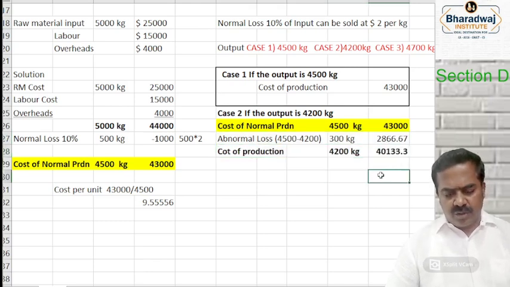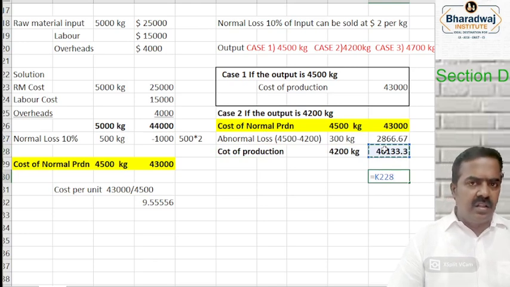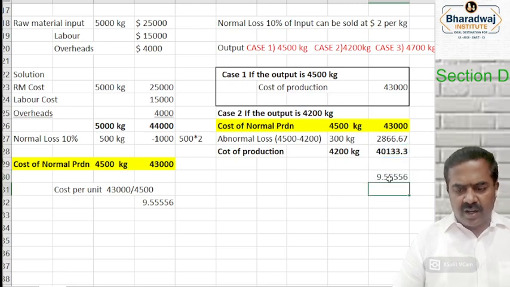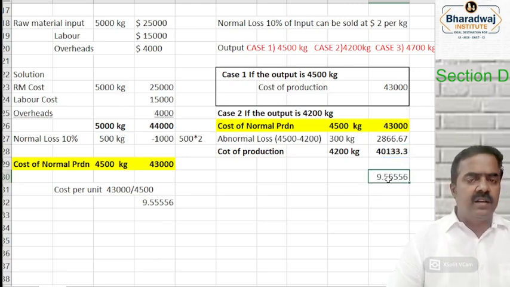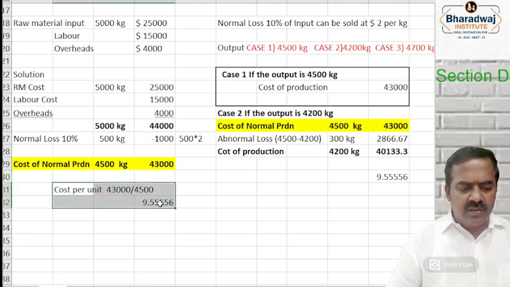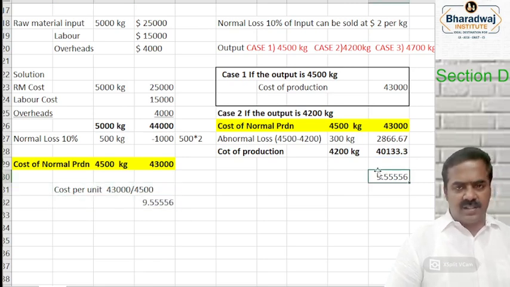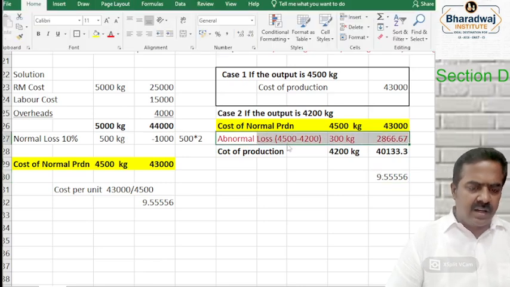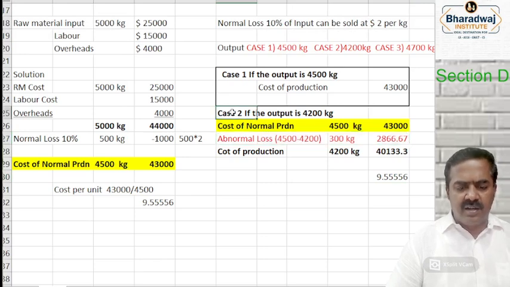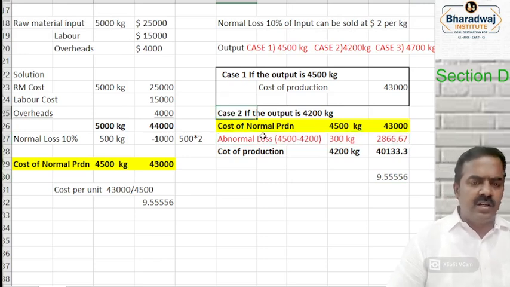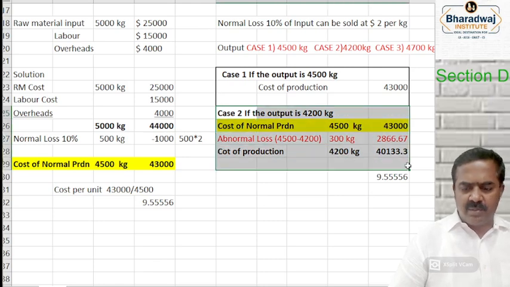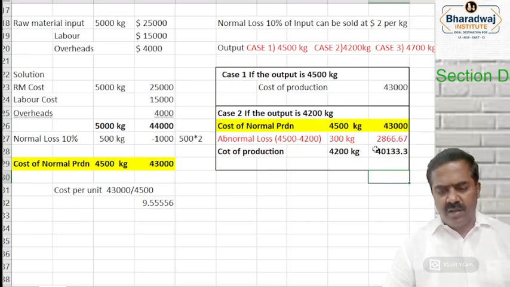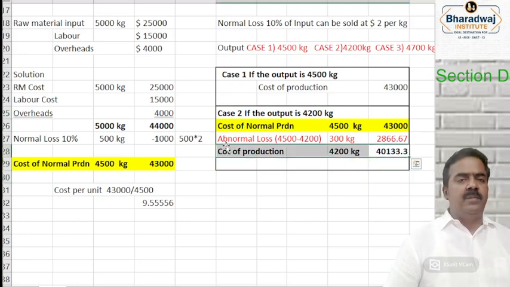You can cross check also. 40,133.33 divided by 4,200 gives 9.555556. So whatever is normal only will be charged to the customer, because this abnormal loss happened because of your carelessness, improper processing, etc. That will be transferred to your income statement, taken as a loss by the company. It cannot be charged to the inventory or to the customer.